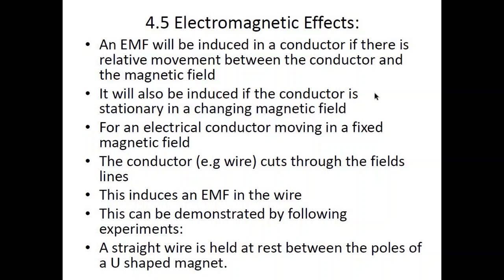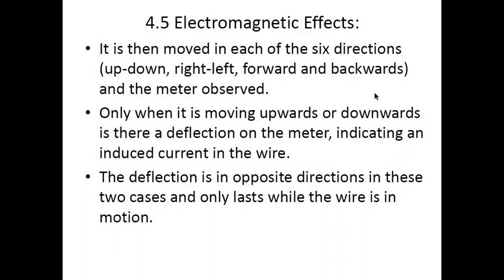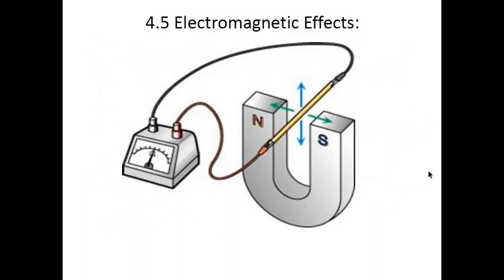A straight wire is held at rest between the poles of a U-shaped magnet. It is then moved in up, down, right, left, forward and backward directions, and the voltmeter connected to the wire is observed. Only when it is moving up or down, the voltmeter would show some deflection, meaning the detection of an induced e.m.f. The deflection is in opposite directions in these two cases and only lasts while the wire is in motion. This would be the diagram for it.